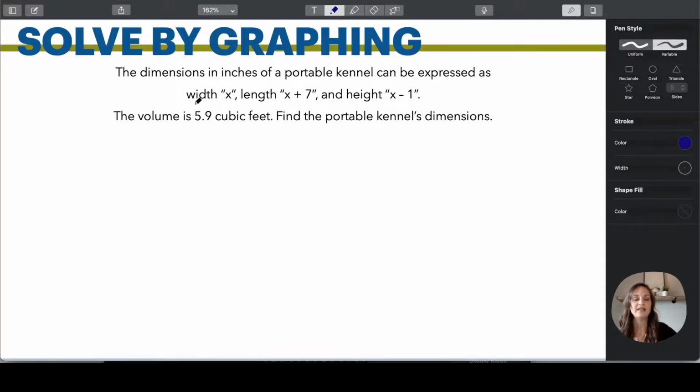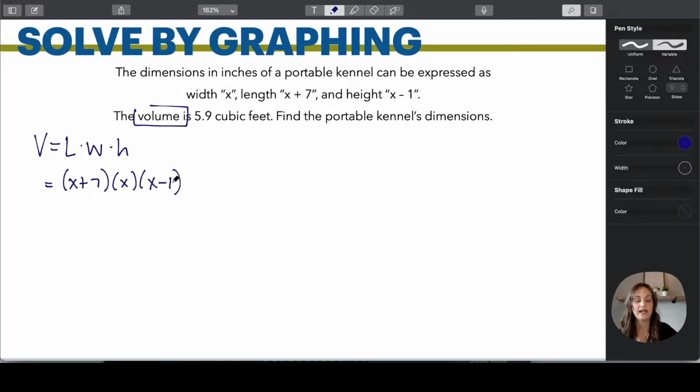Now, the fact that it says the word volume means you're going to have to find the equation for the volume. And a volume equation is length times width times height. So, we know that the length is x plus 7, the width is x, and the height is x minus 1. And we want the volume of those dimensions to equal 5.9. The easiest way to do this is actually by graphing.